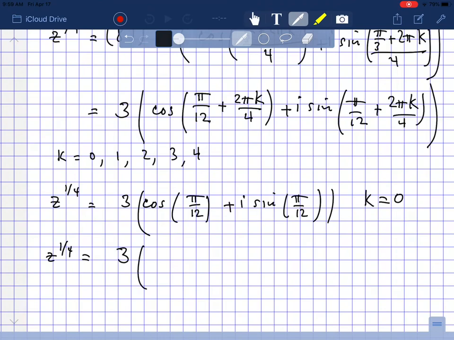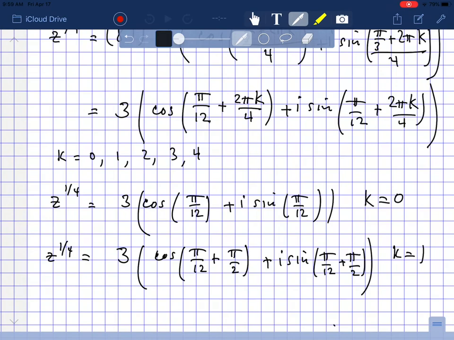The fourth root of z is also equal to 3 times the cosine of pi over 12 plus, now here I'm going to set k equal to 1, and when k is equal to 1, this gives me pi over 2 here, plus i times the sine of pi over 12 plus pi over 2, and I can write this as 3 times the cosine of 7 pi divided by 12 plus i times the sine of 7 pi divided by 12.